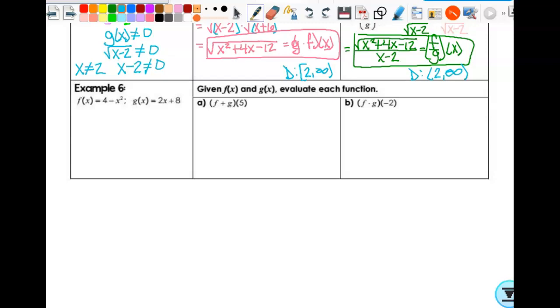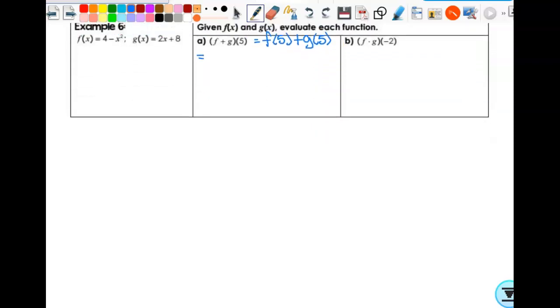All right. So now we're going to evaluate, right? When you do the evaluation, we don't care about the domain and stuff. We're just going to substitute stuff in. So it's f plus g of 5. So that's the same thing as f of 5 plus g of 5. And you should totally be able to evaluate those.